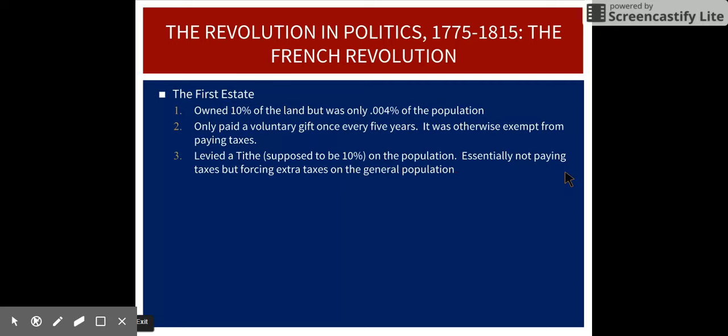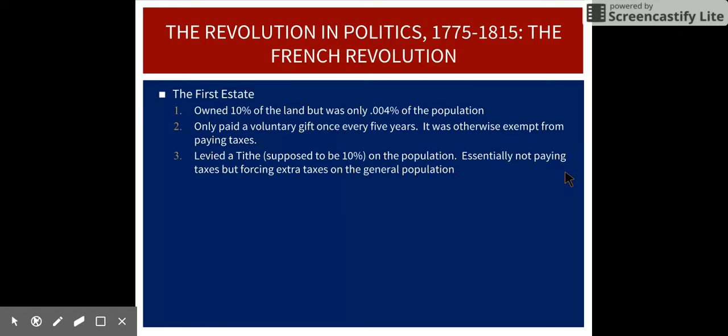So if we look at the first estate, they own 10% of the land, but were only 0.004% of the population. So the church is an incredibly large landowner. They only paid a voluntary gift once every 5 years to the state and were otherwise exempt from paying taxes. And we have to keep this in mind, that every time they levied the tithe, which the church asked 10% from the population to be given to the church, they're essentially a taxing institution in France. They're another way that people are being taxed outside of the state.